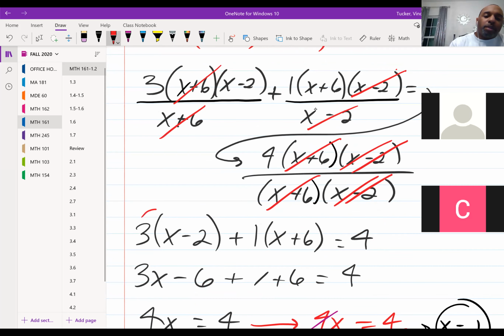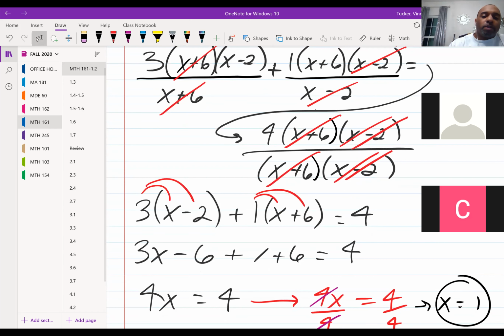All right, with that being said, you can now go ahead and distribute and solve. 3 times x is 3x. 3 times negative 2 is negative 6. And then 1 times anything is going to be itself. So that's why you just have x plus 6. And then that's going to be equal to 4.